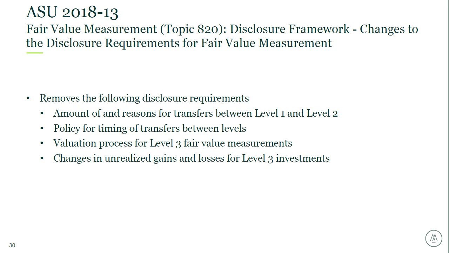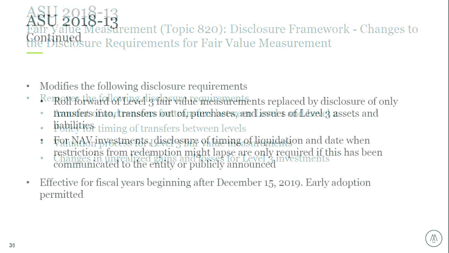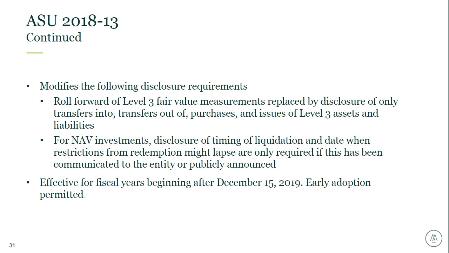You no longer have to disclose the amount and reasons for any transfers between level 1 and level 2. You do not have to disclose your policy for when transfers are recognized. And for any level 3 fair value measurements, you no longer have to disclose the evaluation process or changes in unrealized gains and losses related to those. It modified a couple additional disclosure requirements.